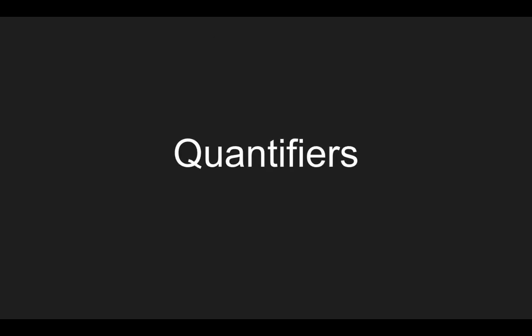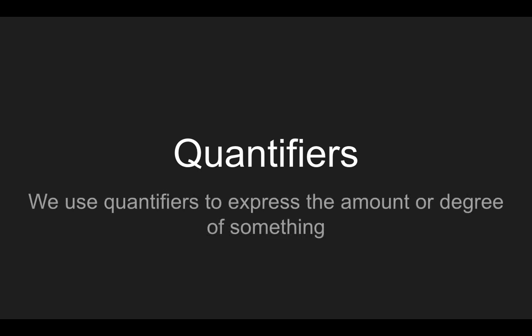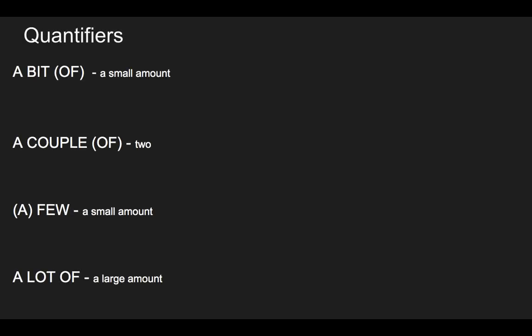Okay, let's move on to quantifiers. So when we use quantifiers, we're expressing the amount or the degree of something, so the size of something. If it's big, small, like the number, the amount. Okay, so let's look at some quantifiers. So we've got a bit or a bit of, which means a small amount.